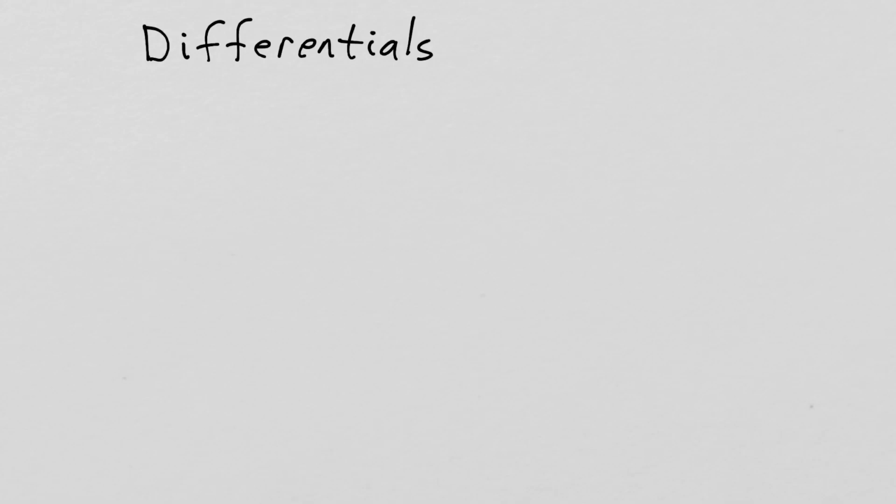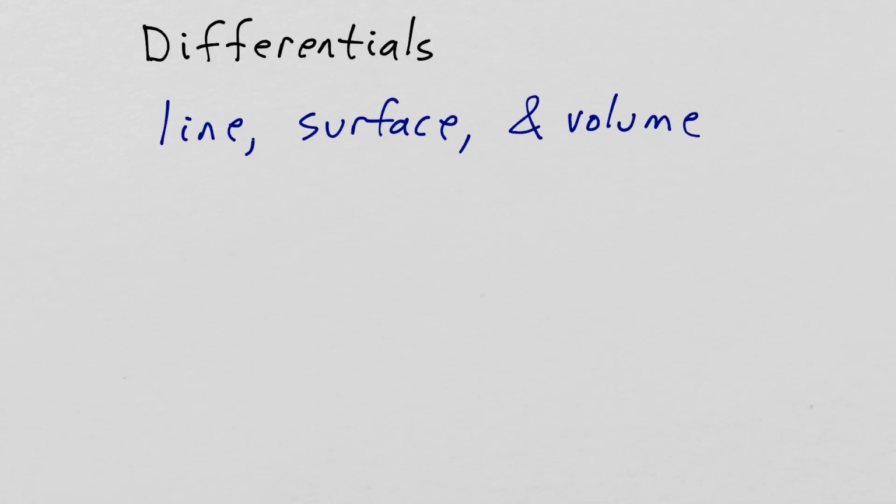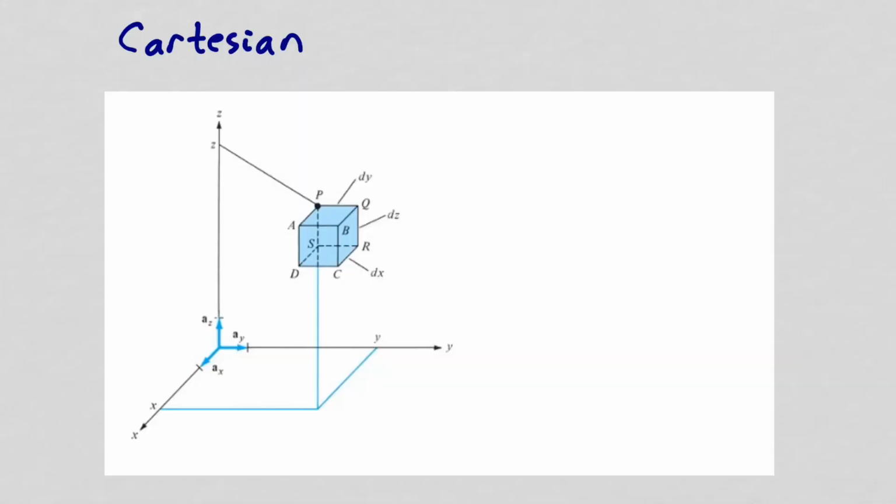The last math topic we will review before we get to the actual subject of this course, electromagnetics, is differentials. In this course, we will do integration over lines, surfaces, and volumes. So we'll need to have differentials, a line differential, a surface differential, and a volume differential in all three of our coordinate systems. Let's start with Cartesian coordinates, which you should already be pretty familiar with.